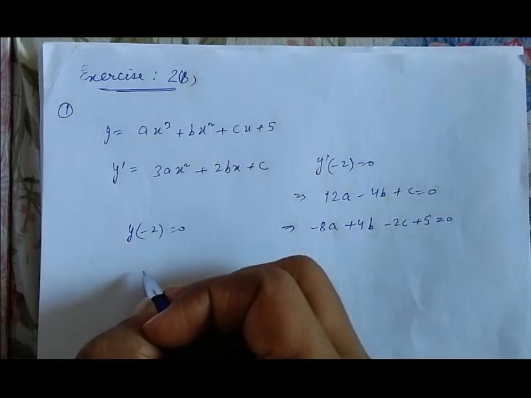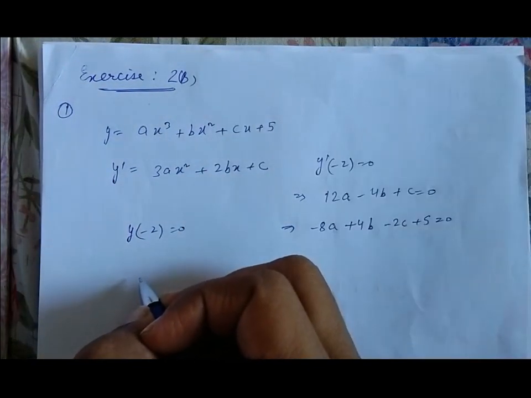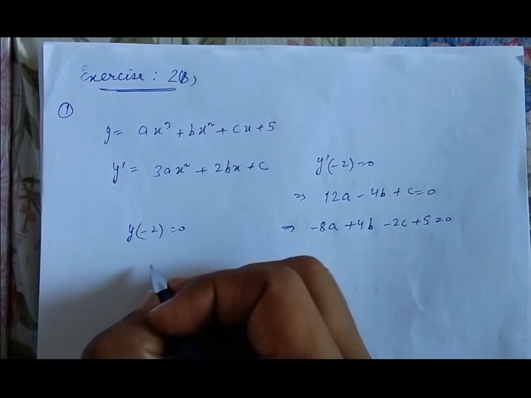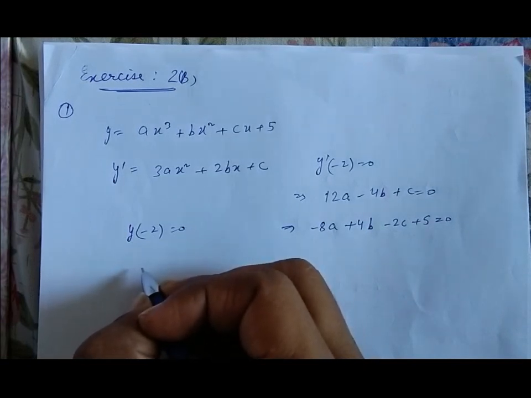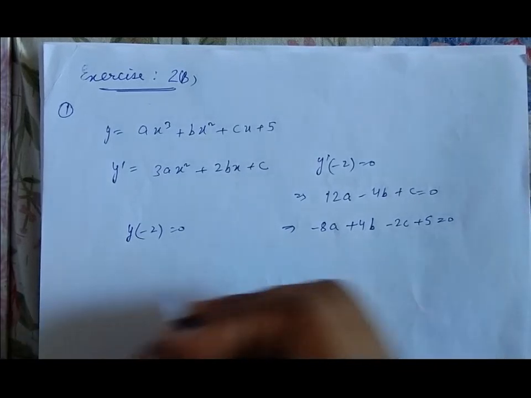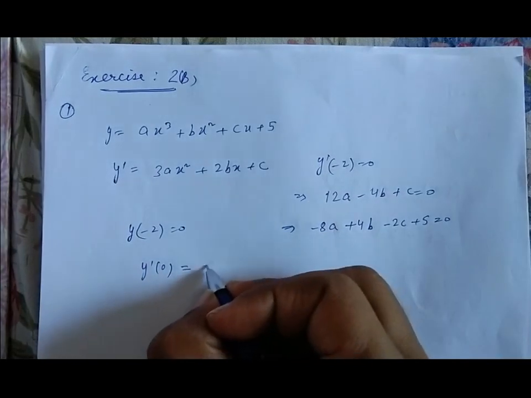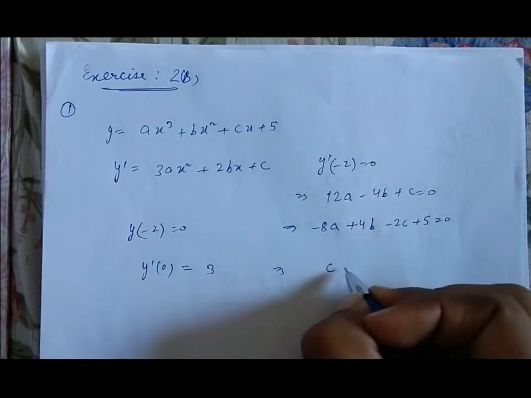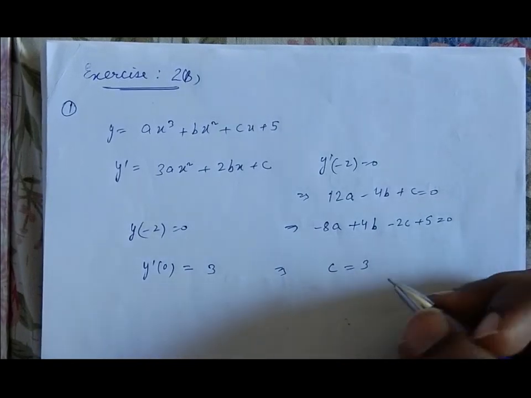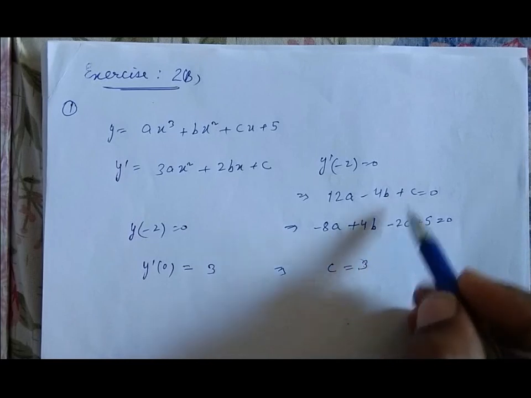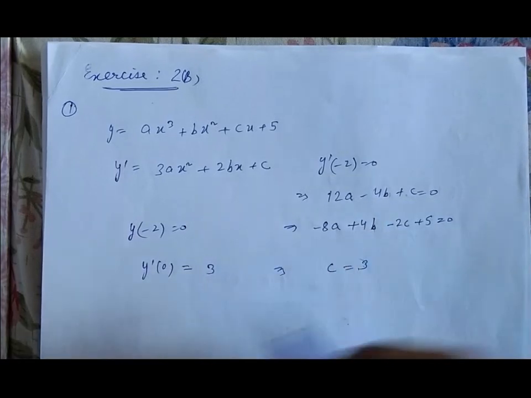And we have also been given that it cuts the y-axis at a point. So it cuts the y-axis when x is equal to 0. So y dash at 0 is equal to 3. So c is equal to 3. Hence we know the value of c. Substitute the value of c in these two equations, and we can obtain the values of a and b.